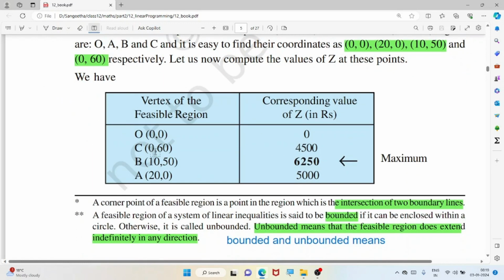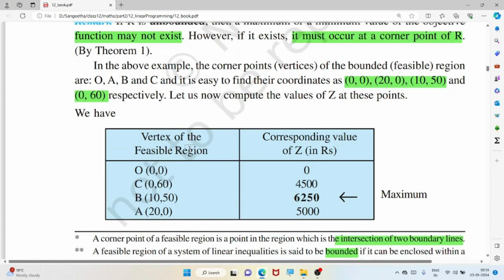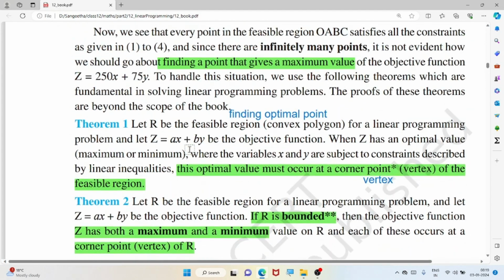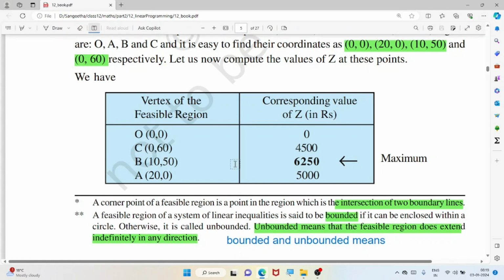So now, for all the corner points, you compute the profit. How much profit is coming for 0, 0 and 0, 60? You substitute into Z equal to 250x plus 70y, okay, 250, and this is 70 into 6, 70y. Okay, now this is the maximum at this point.